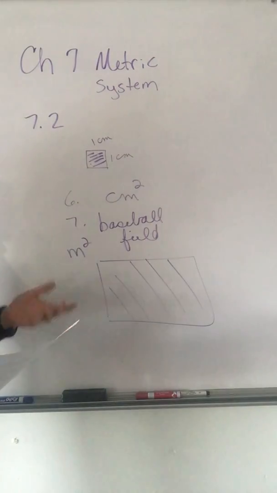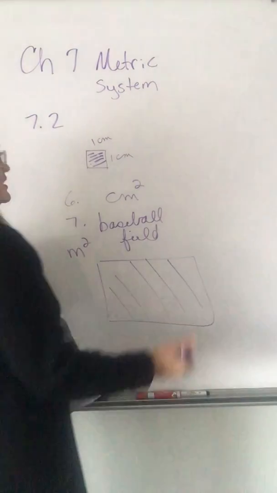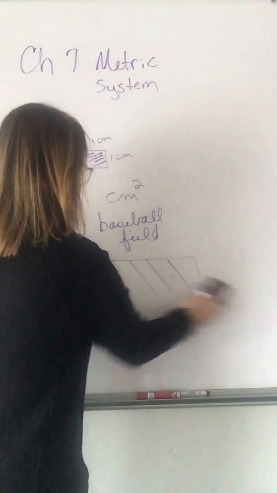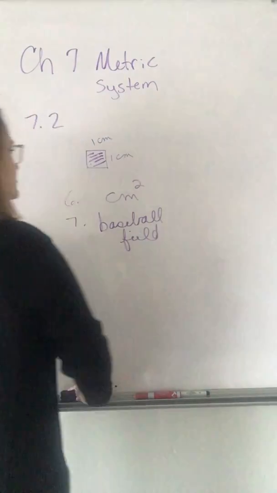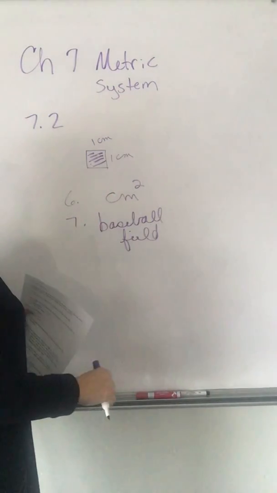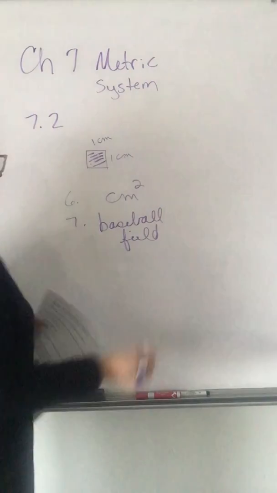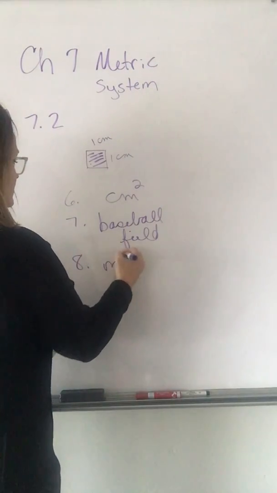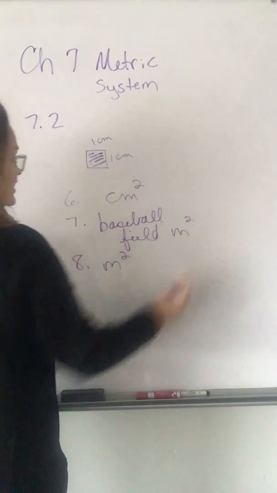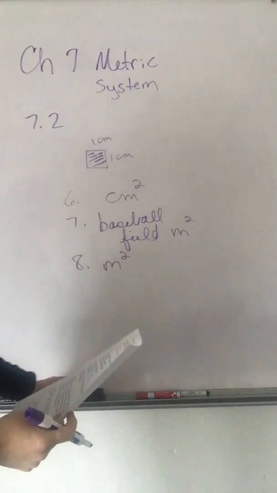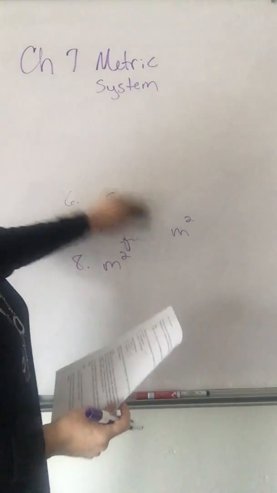And then lastly, the top of your kitchen table. I think meters would be good there. You definitely wouldn't do the small things like centimeters or decimeters, but maybe meters squared for that one as well. Again, there's no real absolute right answer, just to get our brains thinking about what these look like.